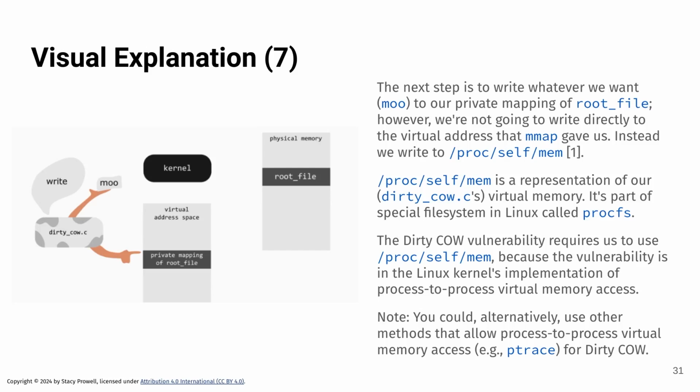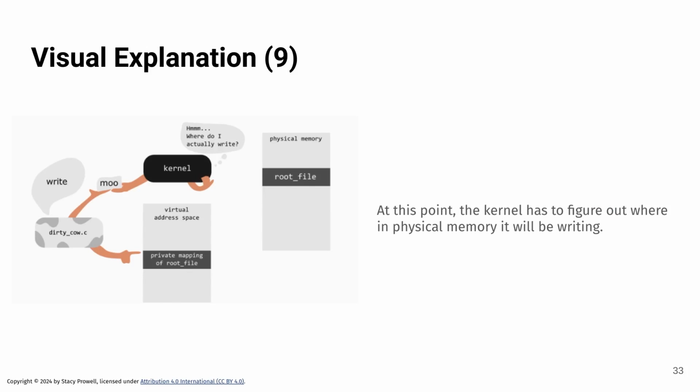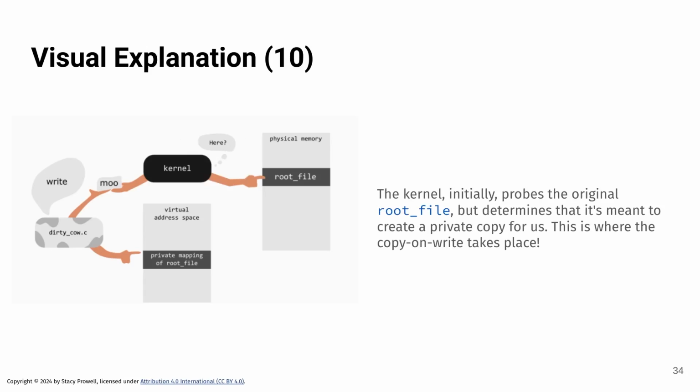All right, so we're writing to our private space, but we're doing it indirectly through the kernel. So we ask the kernel to write moo out into our private mapping for us, and the kernel's like, yeah, fine, I'll do that for you. Now the kernel has this challenge. It's like, where do I write this? I've got this private mapping here, which points to this physical memory. Do I write it out to the physical memory, or do I have to allocate some new stuff to write it out? Where is it going to be written?